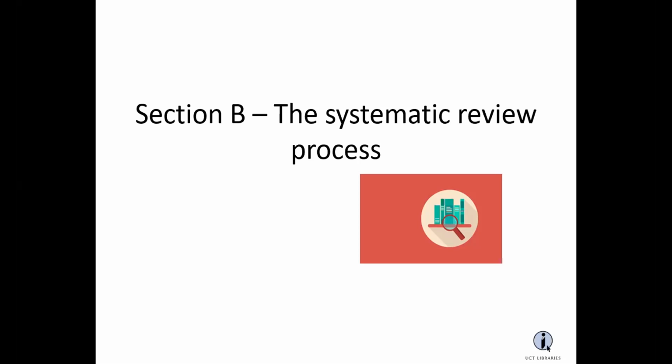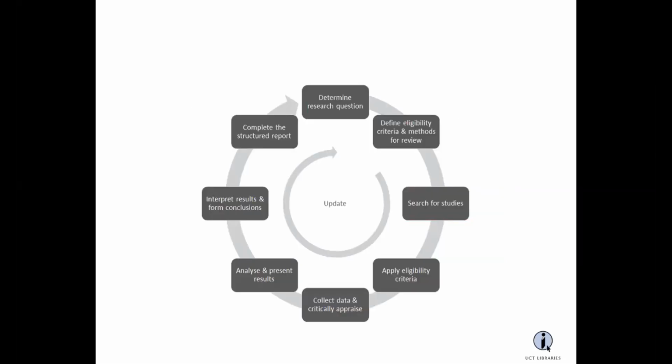Thanks very much. Okay, guys, so section B. This is the systematic review process. This first slide looks at an overview of the whole process. If you start at the top, you'll see that you're dealing with determining the research questions. The researcher, first of all, has to think of the question that they want to be researching, and specify that, narrow it down and come up with a question.